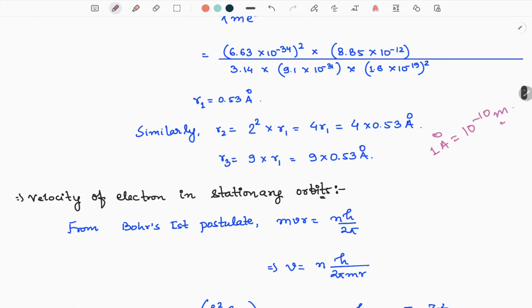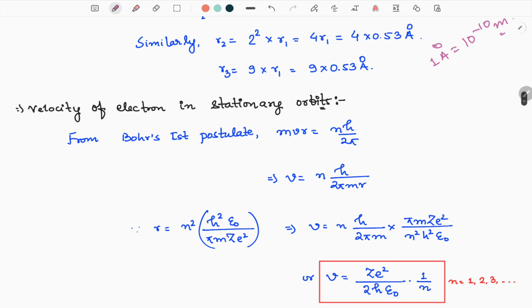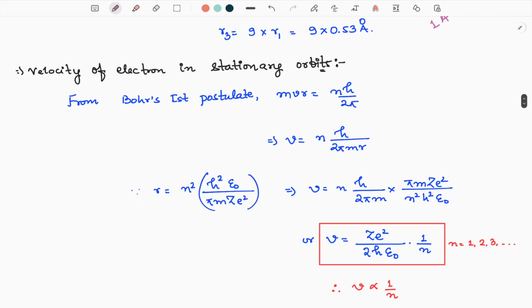Let us derive an expression for velocity of electron in a stationary orbit in the case of hydrogen and hydrogen-like atoms. So again, using Bohr's first postulate, that is m v r is equal to n h by 2 pi, we can write v is equal to n h by 2 pi m r. Now put the expression of r which we have derived earlier in this expression, you will get v is equal to z e square upon 2 h epsilon naught into 1 by n.